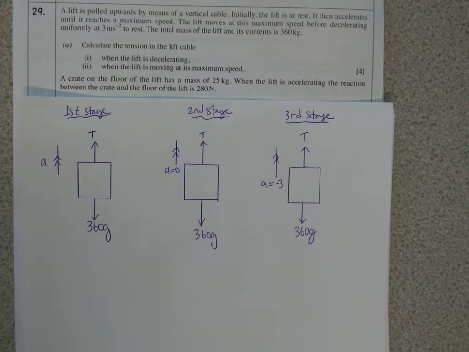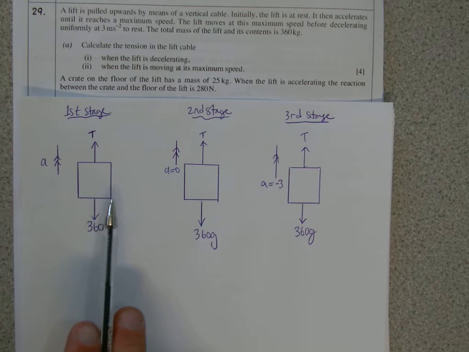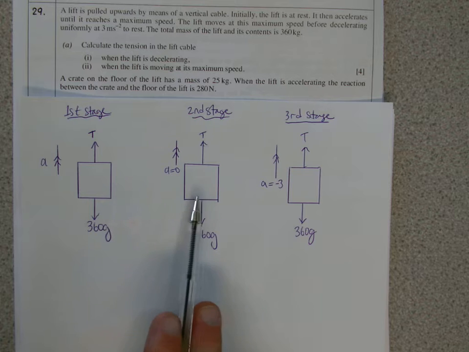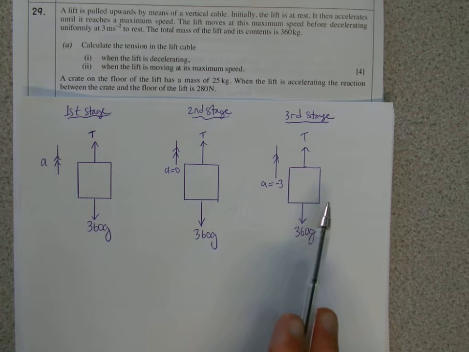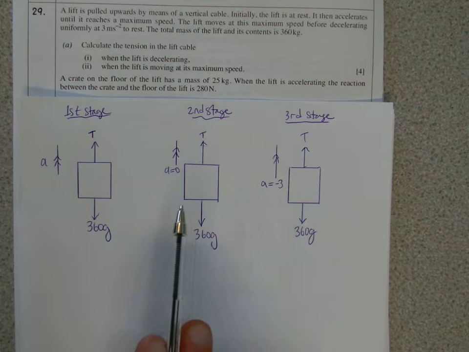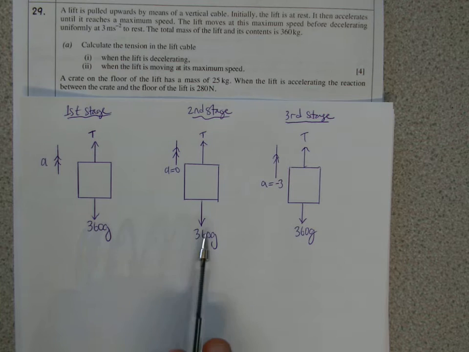Okay, so we've got a lift pulled upwards by means of a vertical cable, and initially the lift's at rest. It then accelerates until it reaches a maximum speed, and then it moves at this maximum speed before decelerating uniformly to rest. The total mass of the lift and its contents is 360 kilograms. So you can see I put the weight here, 360 times g, gravity. That gives you the weight, mass times g.